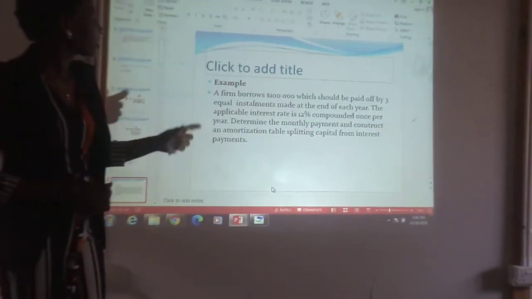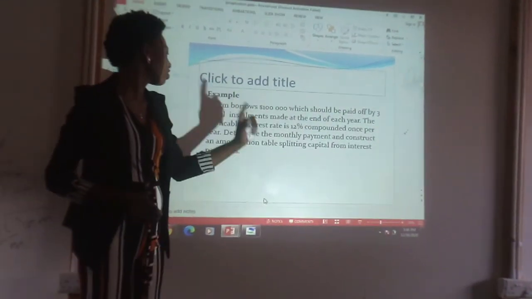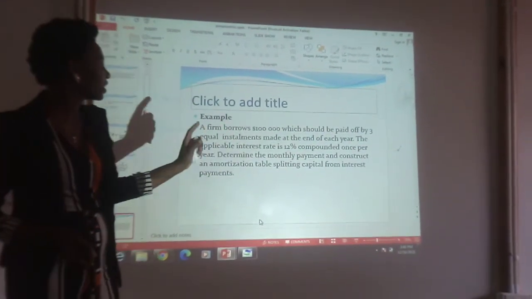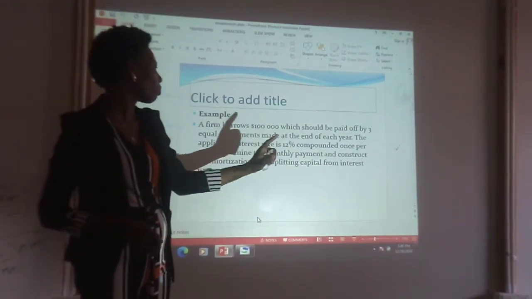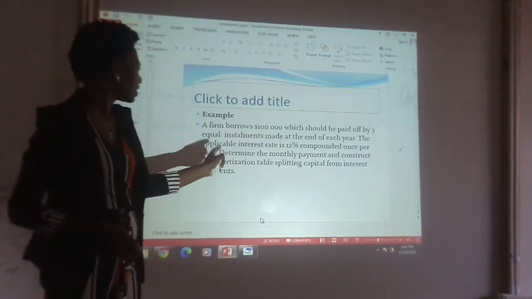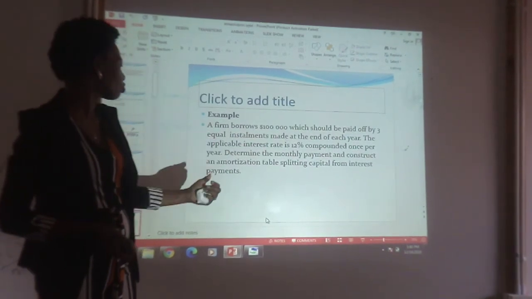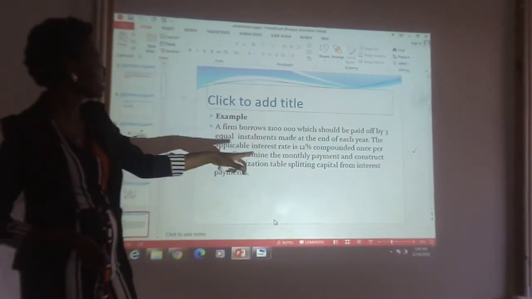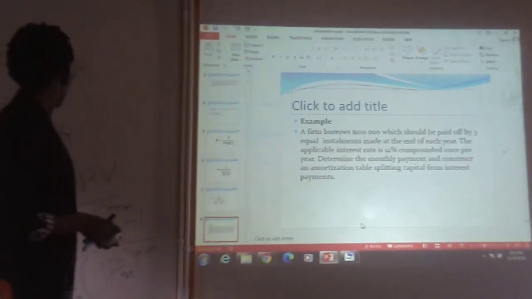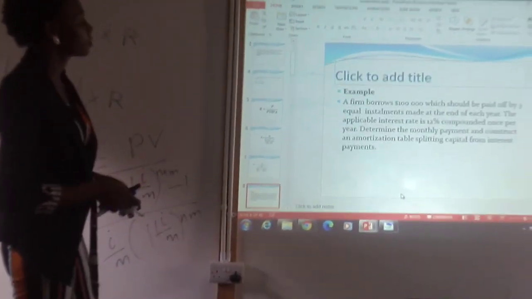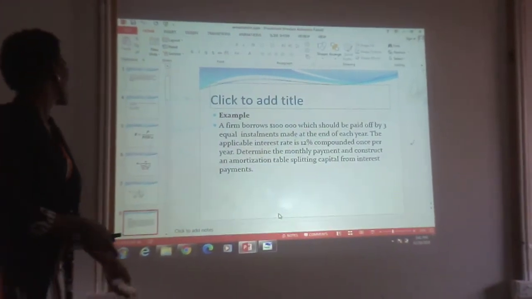So let's look at that example. FM borrows 100,000, which should be paid off by 3 equal installments made at the end of each year. The applicable interest rate is 12% compounded once per year. Determine the monthly payment and construct an amortization table splitting capital from interest payments. When it's like this, we are supposed to identify our variables.